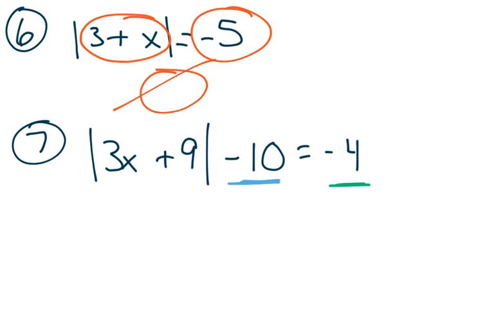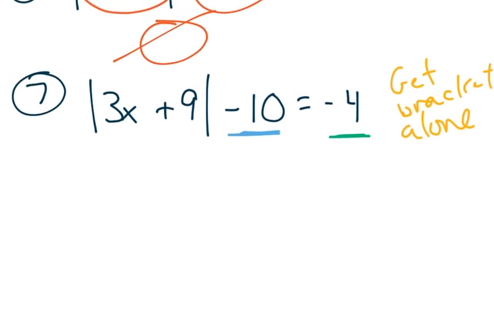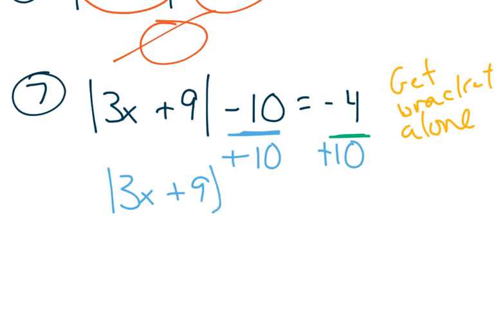Okay, so the first thing you need to do here is get the bracket alone. If we can get the bracket by itself and then it's equal to a negative number, then we're not going to have a solution. But we don't have the bracket by itself right now, so we can't make that call yet. Okay, so let's get rid of the minus 10 by adding 10 to both sides. So I'm going to have the absolute value of 3x plus 9, whoops, that's a bracket, not a parenthesis, is equal to negative 4 plus 10 is positive 6.